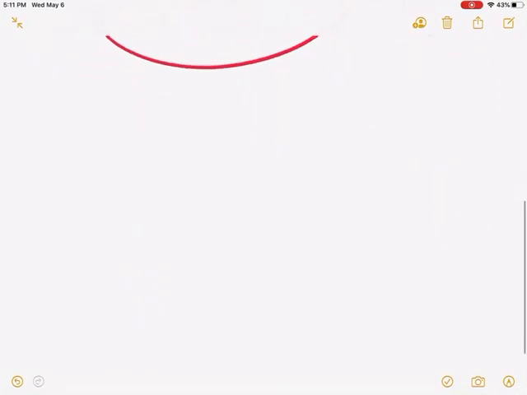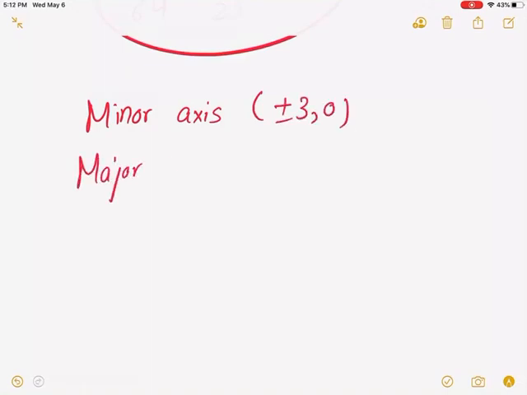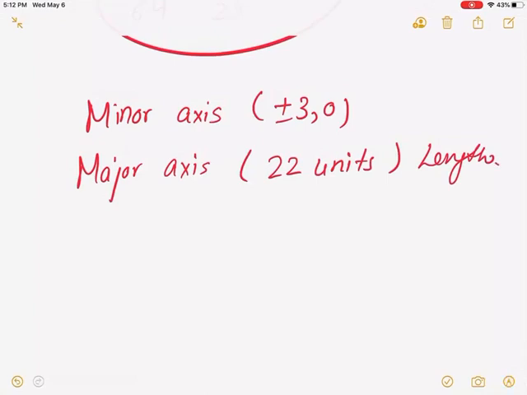All right, so here comes the next example. I have my minor axis endpoints at plus and minus 3, 0. And I know my major axis. I don't have the endpoints this time. The only thing I know is the major axis is 22 units long, or the length is 22 units. That's all I know. Now I need to write down the equation.